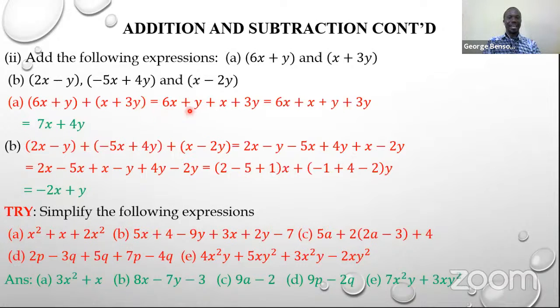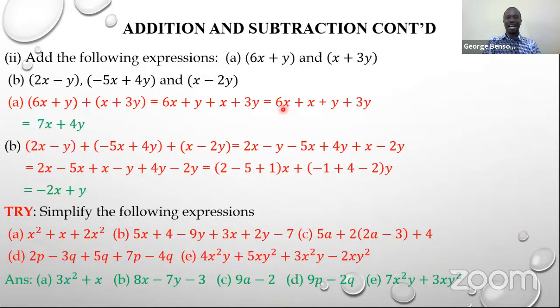So here essentially I've just removed the brackets. It's okay, you remove the bracket because this is a plus sign. Nothing will change. So I just write this and plus this. Is that okay? If it was minus, then it would have changed. This would have been minus x, this would have been minus y, but since they are the same, I just write them like that.